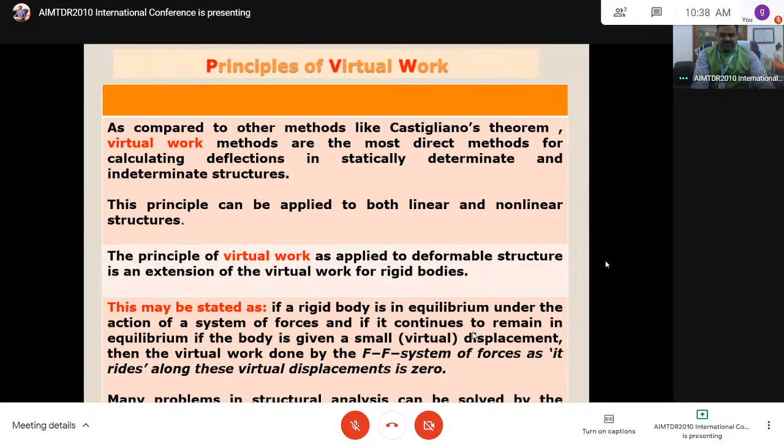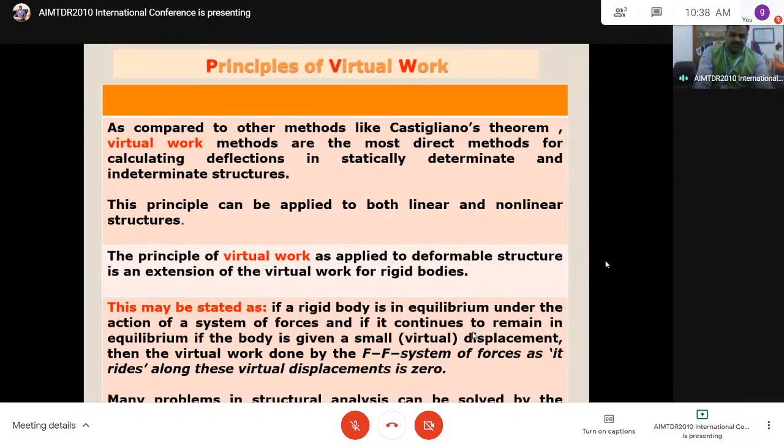A system of forces, and this is very, very important, please all of you listen very carefully. If a rigid body is in equilibrium under the action of a system of forces, and if it continues to remain in equilibrium when the body is given a small virtual displacement, like delta x, delta u, delta v, delta y, any virtual displacement, then the virtual work done by those systems of forces, as they ride along these virtual displacements, is zero.